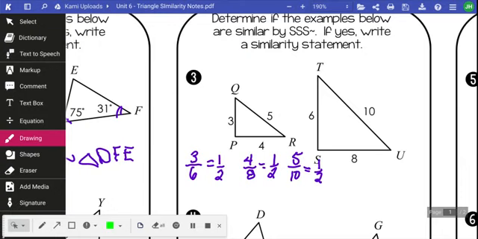So we can say yes, these are similar by side, side, side similarity. And our similarity statement will say triangle PQR is similar to triangle STU.